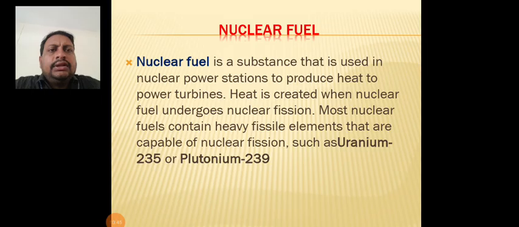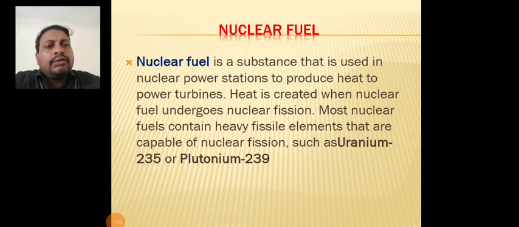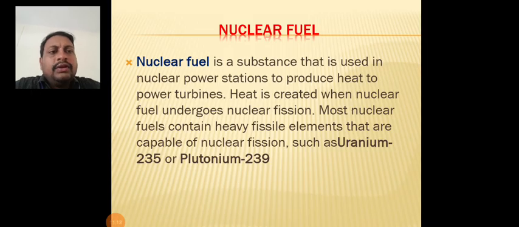So in the nuclear power plant, what is the fuel? Nuclear fuel is a substance that is used in a nuclear power station to produce the heat to power the turbine. Heat is created when the nuclear fuel undergoes nuclear fission. A large amount of heat will be developed due to the nuclear fission. Most nuclear fuel contains heavy fissile elements that are capable of nuclear fission, such as uranium-235 or plutonium-239. So uranium or plutonium we are using as nuclear fuel.